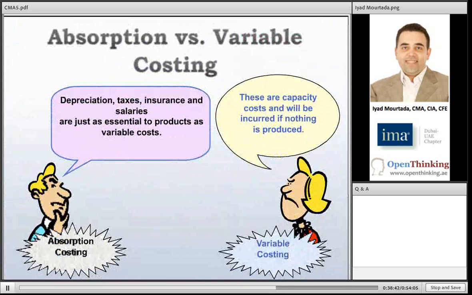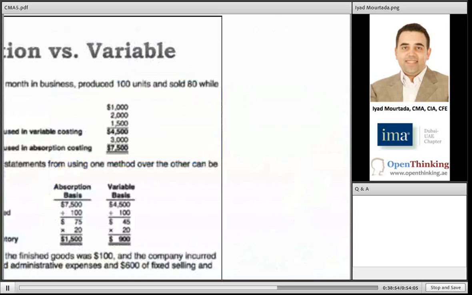But they say depreciation, insurance, rent, and all this are an essential part of production. And we say yes, but they are a capacity cost and will occur even if we don't have any production. So these are, again, the arguments.